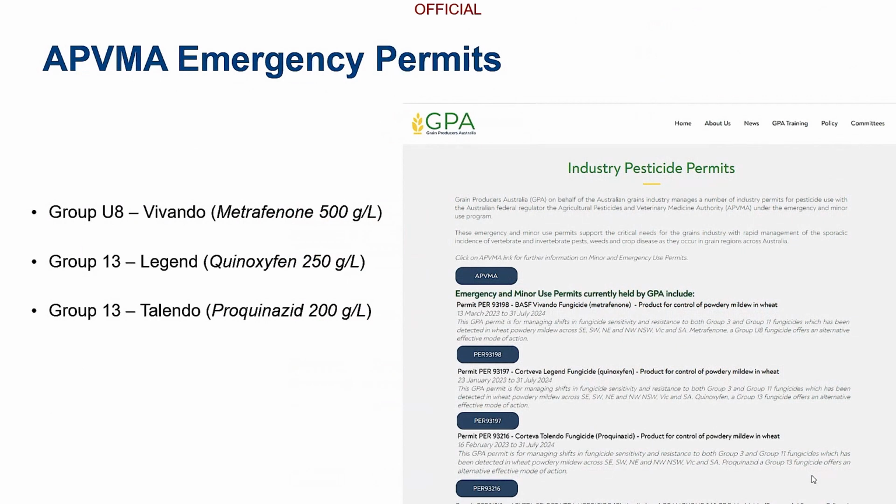As a response to that, GPSA in South Australia worked with our local industry as well as GRDC and the APVMA to get some emergency permits through that allow some chemistries from other industries such as horticulture and viticulture for powdery mildew. So there's now 3 different chemistries that are available to growers. So that's really been helping them out in the previous season to get on top of powdery mildew issues.